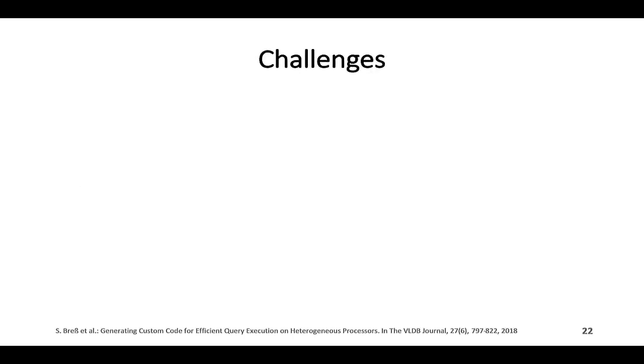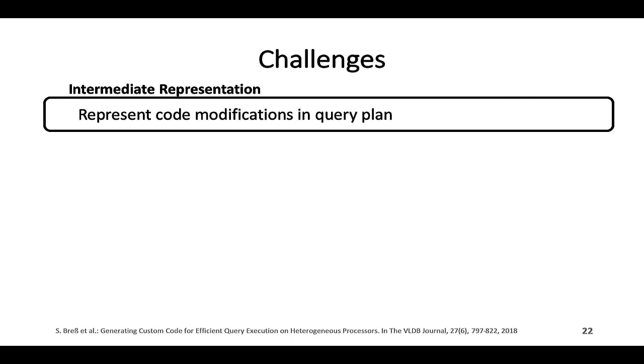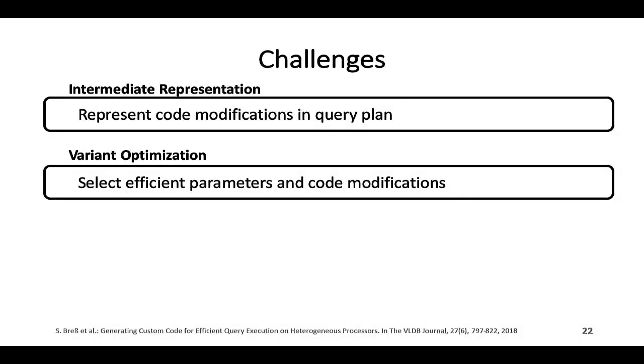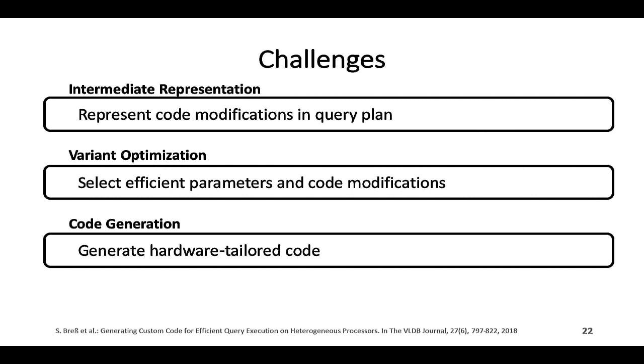In order to achieve this vision, there are three challenges we need to overcome. The first one is that we need a new intermediate representation that can represent low-level code optimization. The classical query execution plan doesn't know about loop unrolling or software predication, so we need a new intermediate representation for that. Then we need to enable the system to automatically identify an efficient code variant for a particular processor. And then we need to be able to generate this code for a particular query that we want to execute and then run it on a target device.